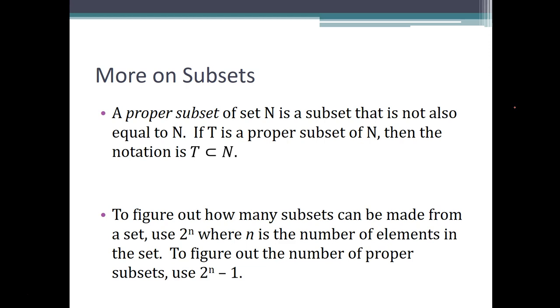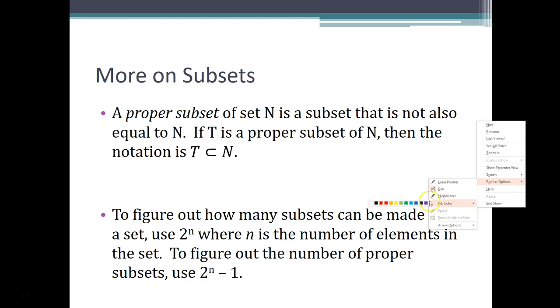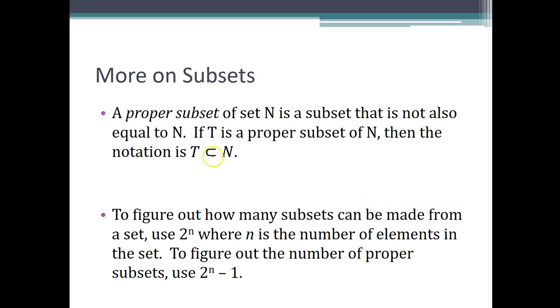A proper subset is a subset that is not also equal to N. So if T is a proper subset of N, then the notation is T, and that little sideways U shape, and then N. Notice it looks a lot like the subset symbol, except it doesn't have that little line underneath. So proper subset is that sideways U, but no line under it, because it can't be equal to.